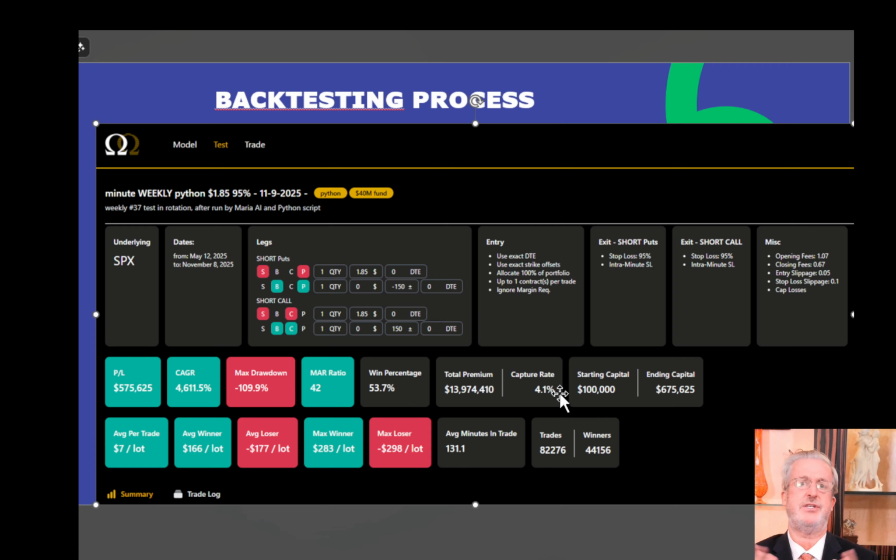But it's too much to do. It's too many millions of backtests to do every single week. So you can see here that it's still about 80,000 trades that we're going to be doing for every single test. Now I want you to remember that 82,276, that's how many trades we're backtesting for each one of these types of combinations, right? And you can see that this has got a crazy max drawdown of 109%, and it's got a compound annual growth rate of 4,600%, which is great, MAR ratio of 42, but that's not really realistic.